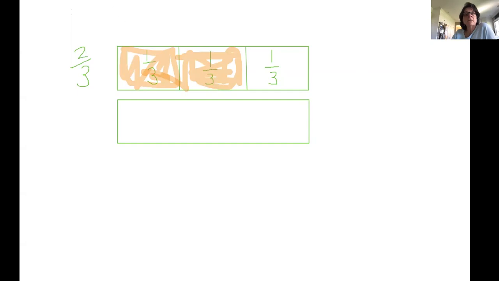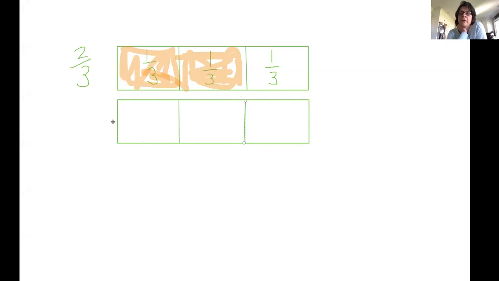So I'm going to come down to my second model, and I'm going to make thirds again. And so I'm going to make them the exact same spots, my lines. So there are my thirds. Okay. Well, if I shade 2 of those, I've got 2/3 again. That's not really an equivalent fraction. It's the exact same fraction. But what can I do?